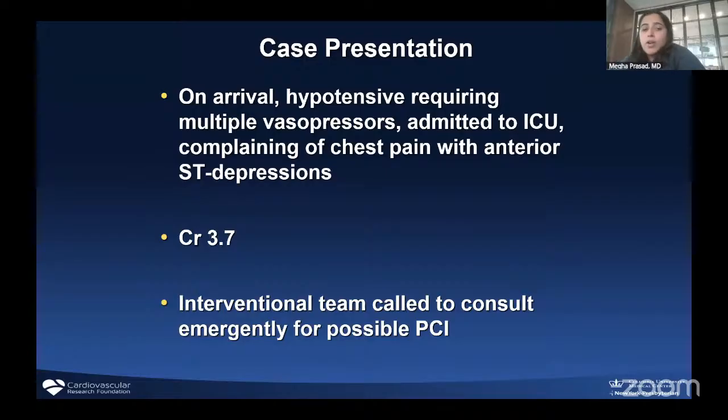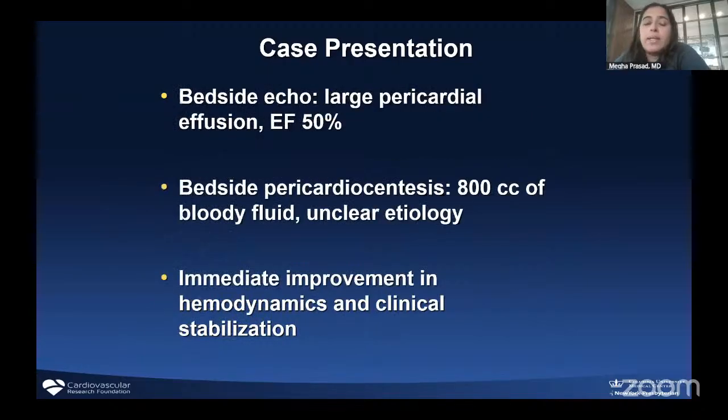On arrival, the patient was hypotensive, initially in the ED in the 90s over 60s, but became progressively more so, requiring multiple vasopressors, and was admitted to the CCU complaining of chest pain with anterior ST depressions. The creatinine was 3.7 on arrival, and the interventional team was called to consult emergently for a possible plan to go to the cath lab immediately. By this point, we did have the films, and we did a bedside echo, which showed a large pericardial effusion and a preserved EF of 50%.